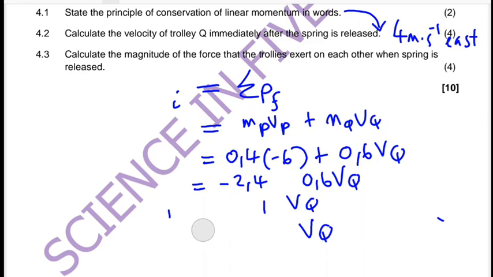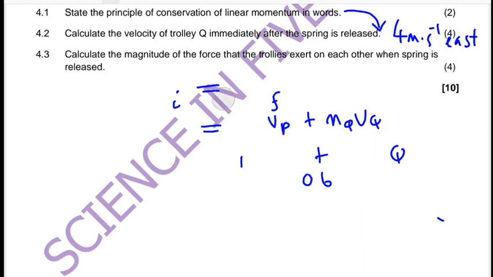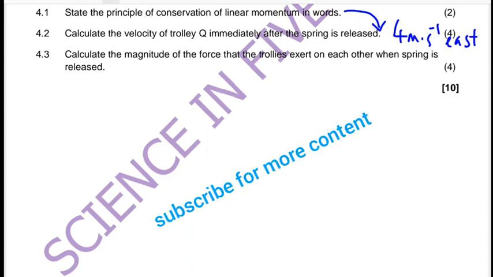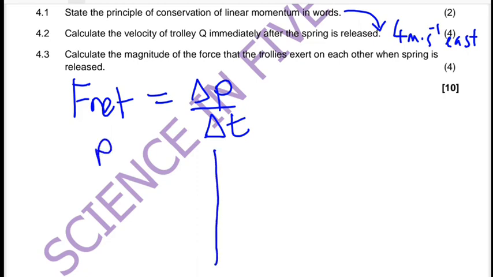Now, to calculate force generally involving momentum, because this question is about momentum, the first question says law of conservation of linear momentum. So to calculate force using the idea of momentum, we need to use the idea that force is the rate of change of momentum. We can use either P or Q to calculate that force, because according to Newton's third law, the force should be the same. Let's start by using P.